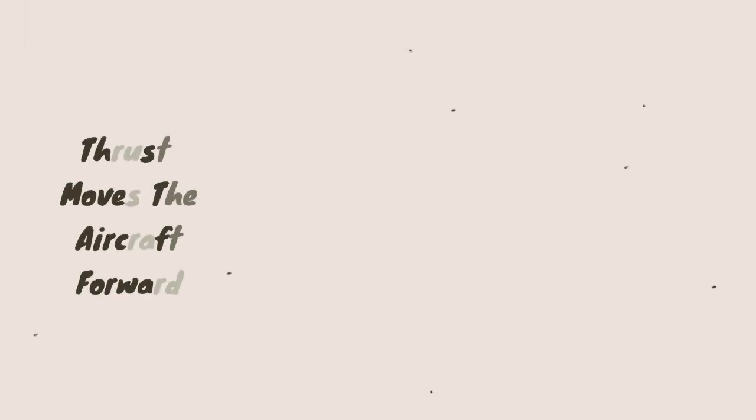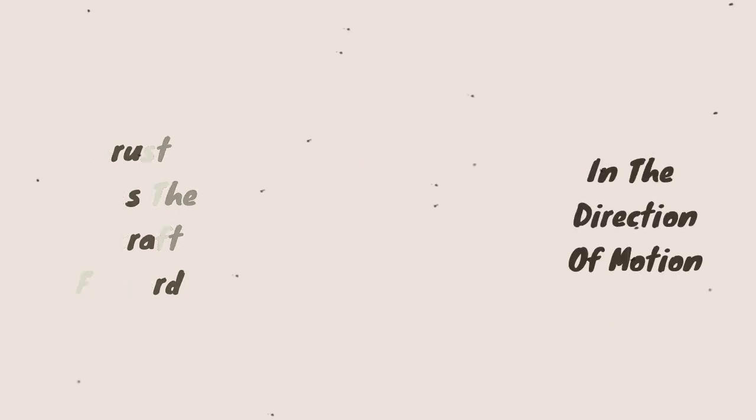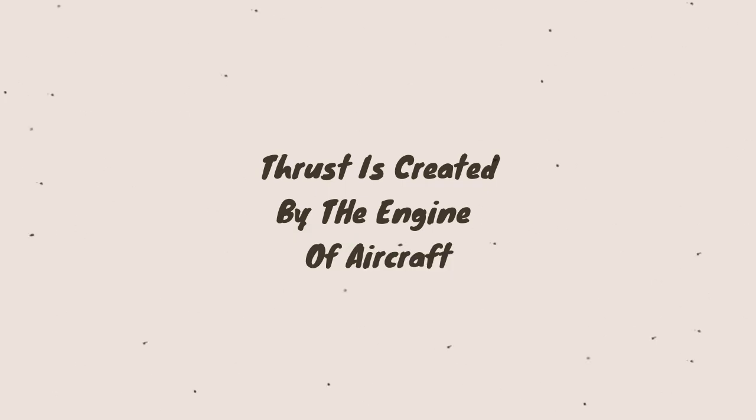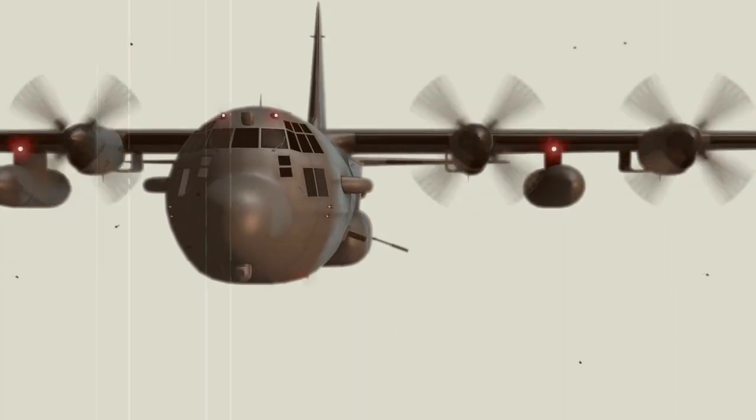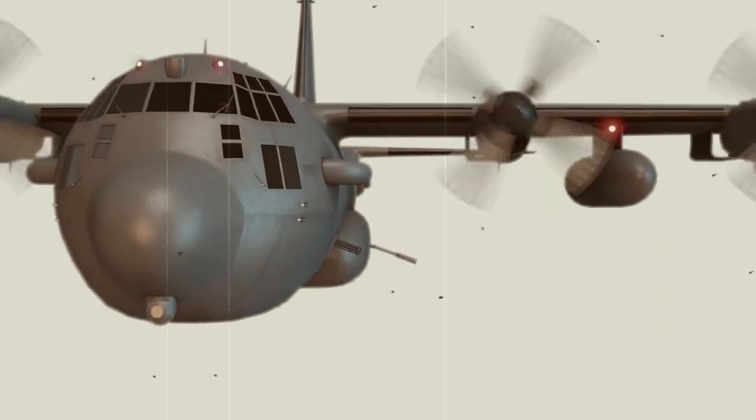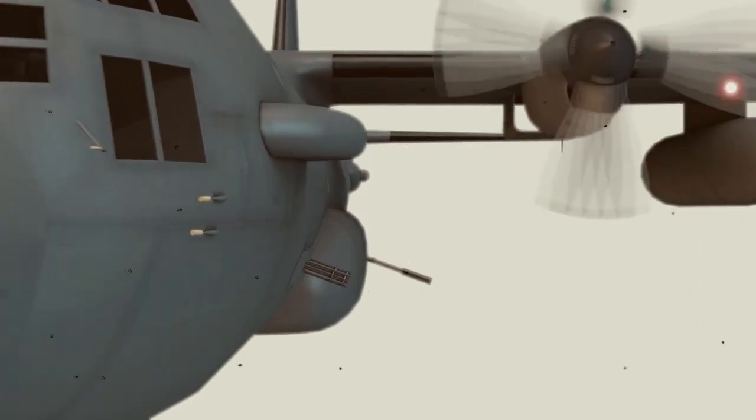Thrust. Thrust is the force that is responsible to move an aircraft forward, that's in the direction of motion. It is created by the engine of the aircraft. And the engine can be a propeller engine, a jet engine, or even a rocket. Engine pulls the air in and then pushes it out in an opposite direction. One simple example is a household fan.